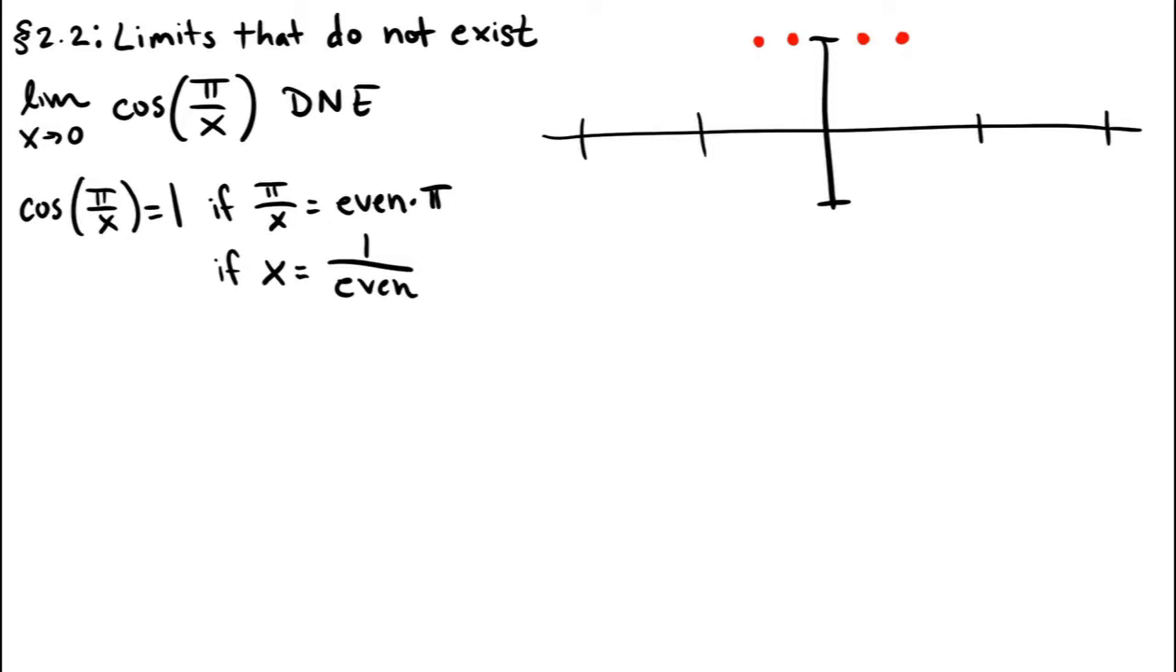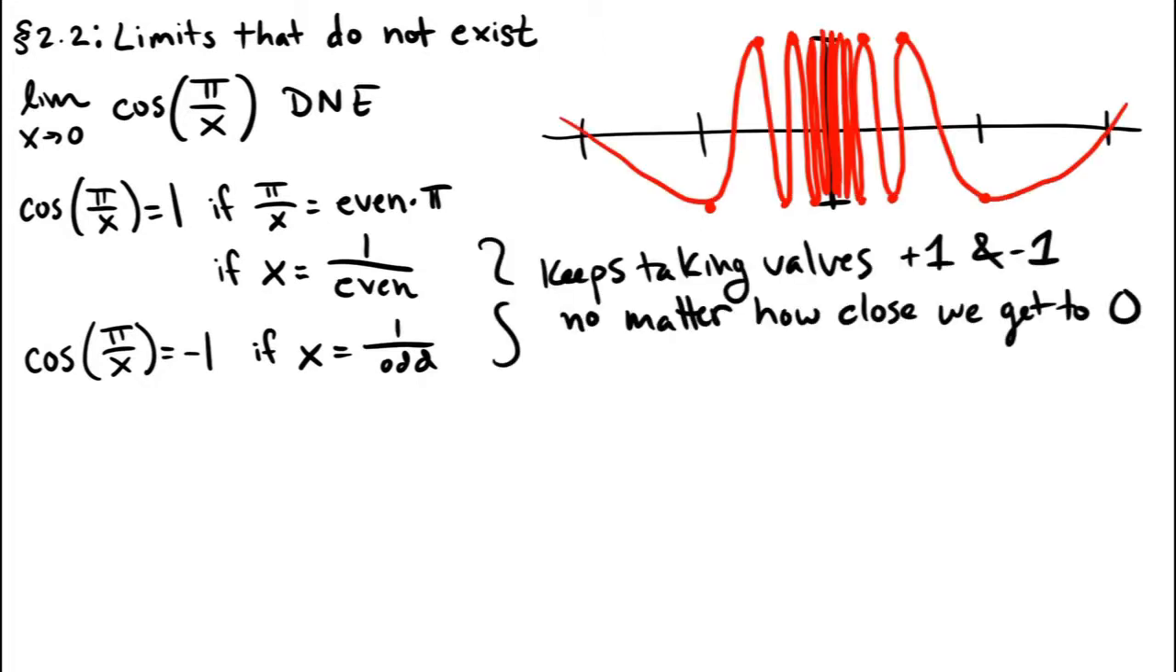When is it -1? That would be when x is 1 over an odd number. So at 1, 1/3, -1, -1/3, etc. So near 0, the graph is going to fluctuate a lot. It's going to keep on switching between 1 when x is 1 over an even number and -1 when x is 1 over an odd number.